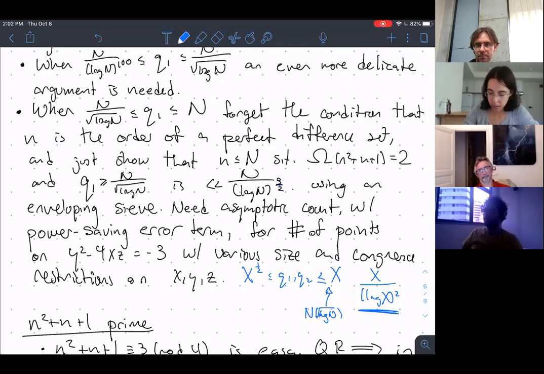It seems as though a range for one of the prime factors between n and n over any power of a log is a very small range, so you'd expect to save something from there. And also, of course, to save something from the fact that you have 2 prime factors of n squared plus n plus 1. But I guess the numerology is different, maybe. Thank you.